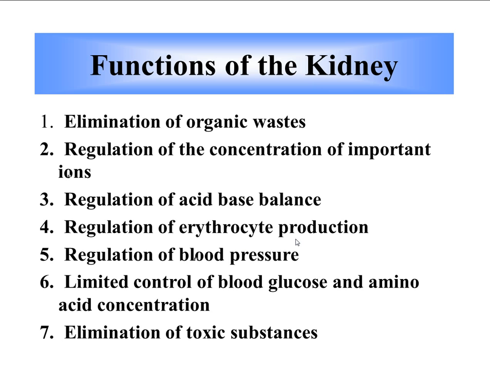Now, what's an erythrocyte? That is correct. It is a red blood cell. And you've already learned that red blood cells are produced in the red bone marrow. So what happens is the kidneys will secrete a hormone called erythropoietin. Erythropoietin signals the red bone marrow to produce red blood cells.